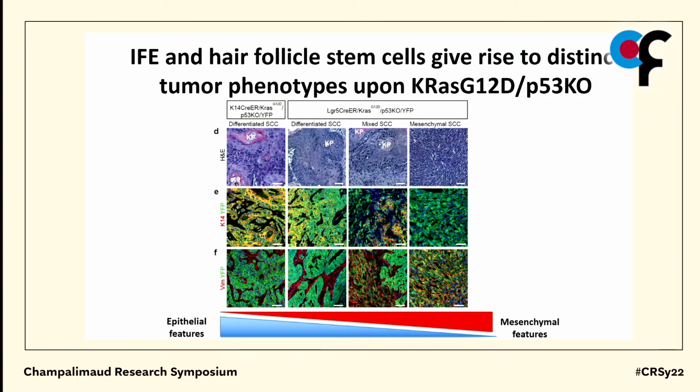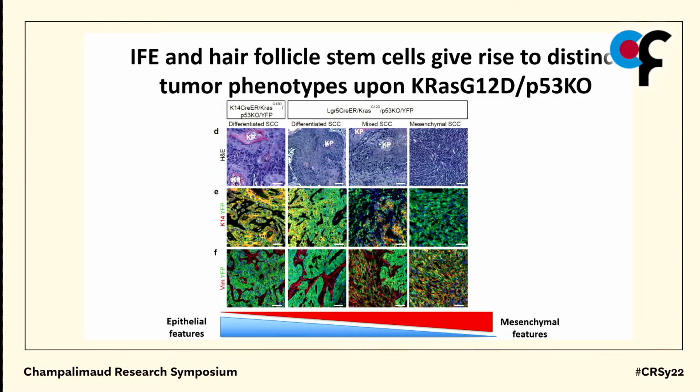The one that targets the interfollicular epidermis gives rise to what we call a well-differentiated squamous cell carcinoma. Any pathologist in the world would see this H&E image and say, well, it's called squamous cell carcinoma because you have these keratin pearls, and as you see here, it's relatively homogeneous. They all express keratin 14, which is an epithelial marker, and none of the cells express vimentin, a mesenchymal marker.